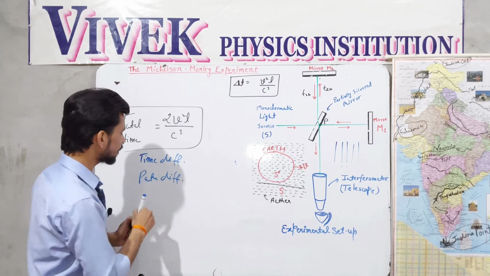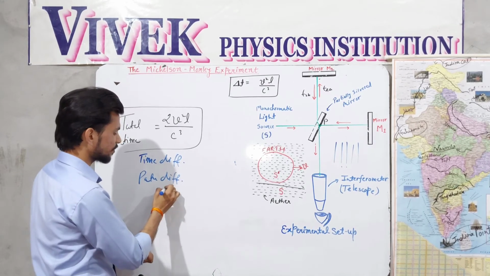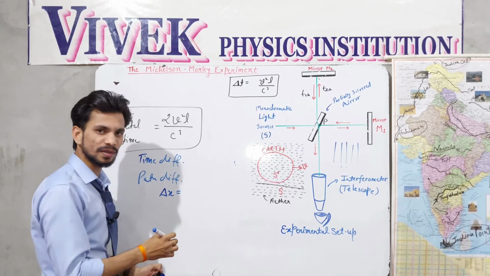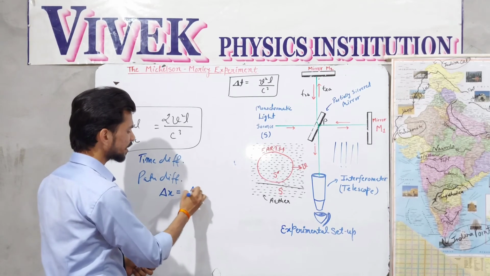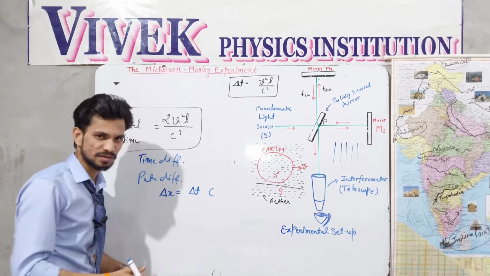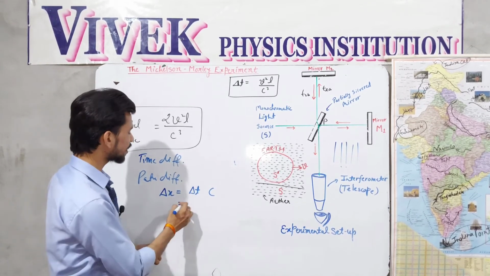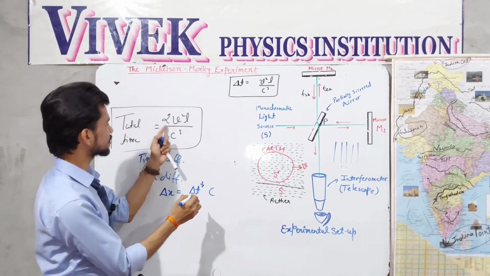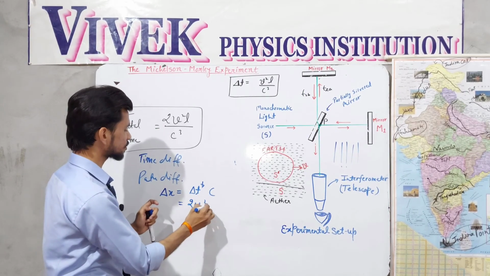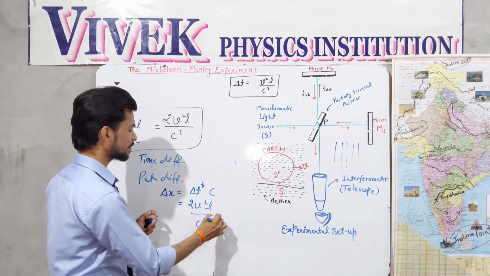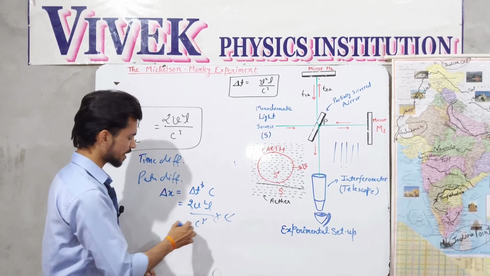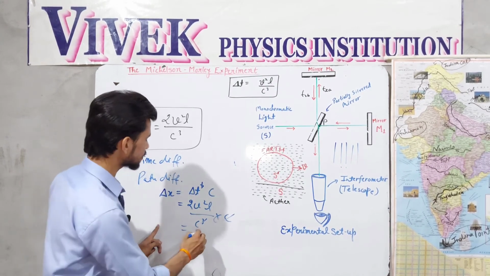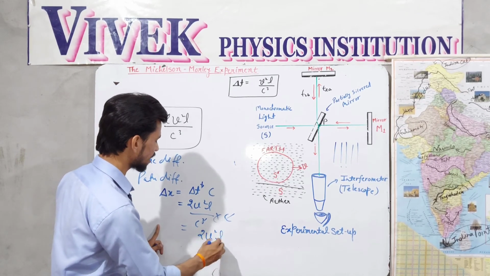Okay, so let's say the path difference delta x is nothing but delta t times the velocity of light, c. I have calculated the time difference as 2b square L upon c cube, multiplied by c, and this c cancels two powers of c cube. So this is 2b square L upon c.